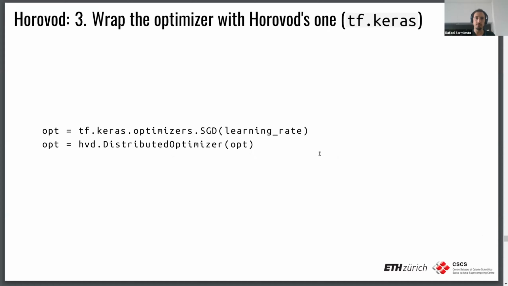And the optimization is very simple too. When you do this, that we all know, you select the optimizer, the TF-Keras optimizer. Then this optimizer, instead of passing it to the model to compile it, you wrap it in Horovod's distributed optimizer. And this is the optimizer that you will use. This one is the one that will take care of doing the average. And that's it. These are the three things you have to do.